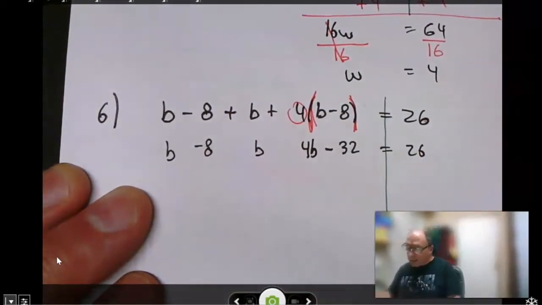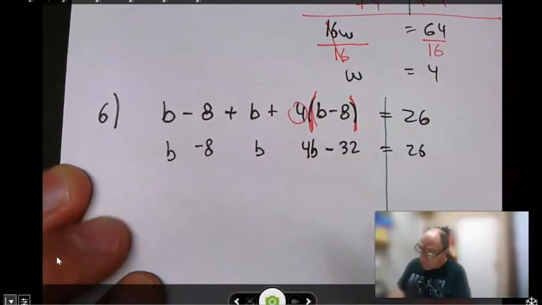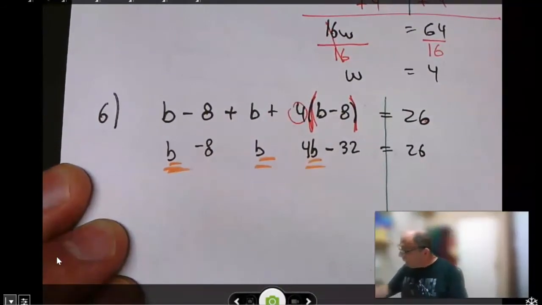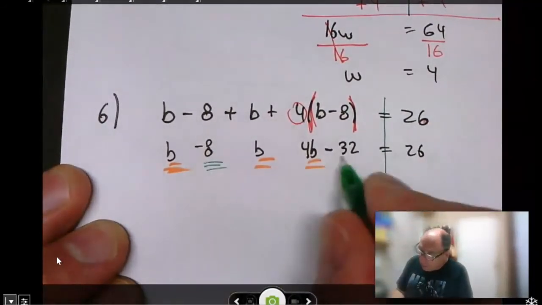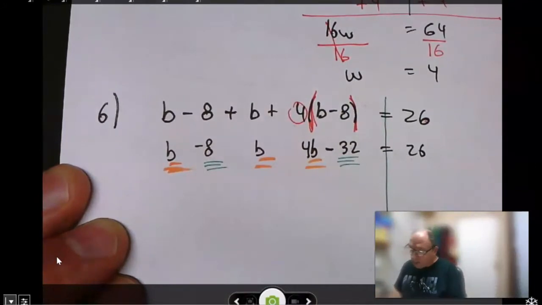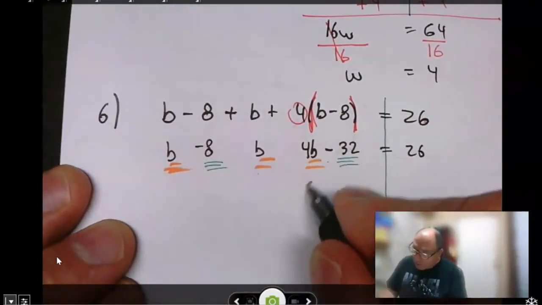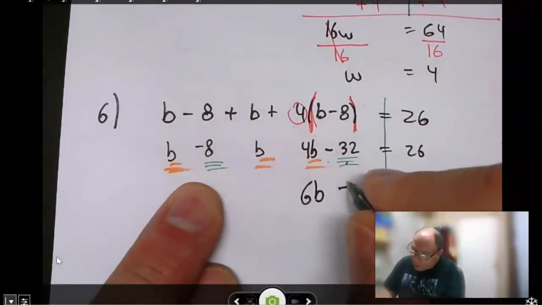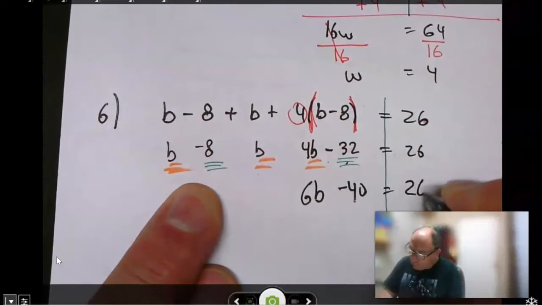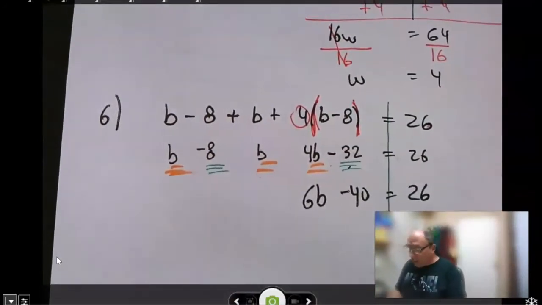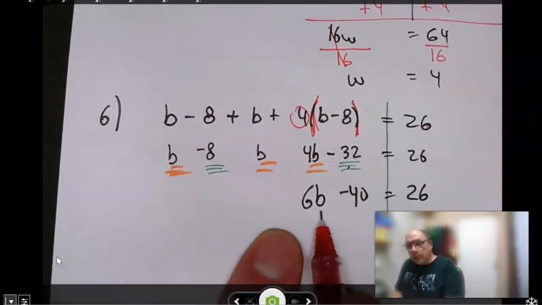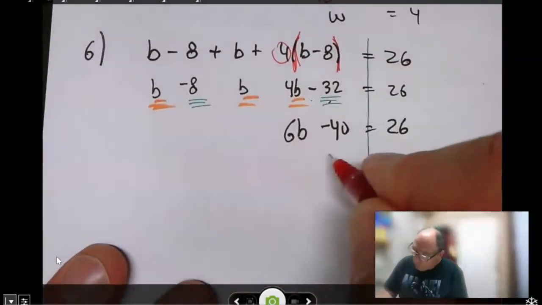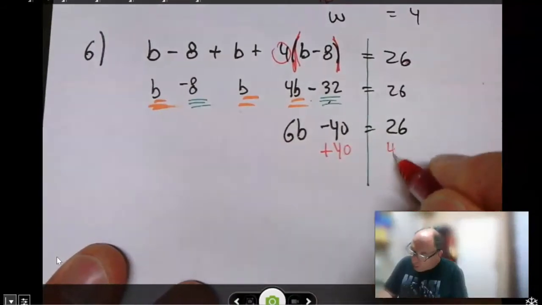Step 2, combining like terms. And so in this one, B's, B's, B's, and a number and a number. So let's combine these. 4, 5, 6 B's. And my number, negative 32 and negative 8 becomes negative 40. Equals 26. Now I'm getting the constant to the opposite side of the variable, by creating a 0 pair.